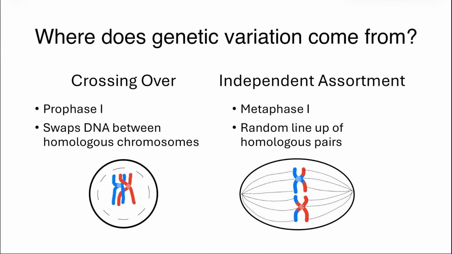They are genetically unique because of crossing over in prophase I and independent assortment in metaphase I. One more major source of variation happens after meiosis, random fertilization, where any one sperm can fertilize any one egg, multiplying the number of possible combinations.